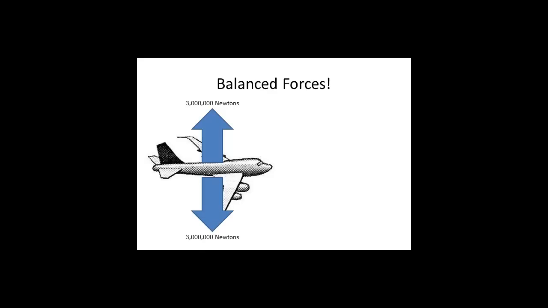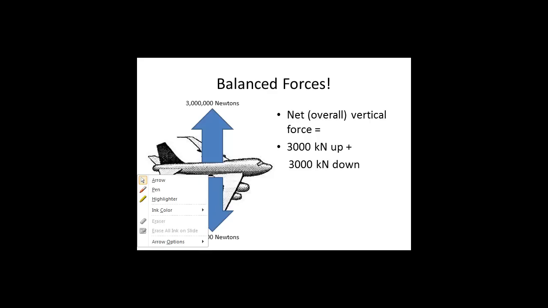We have 3 million newtons due to gravity down, 3 million newtons due to lift up. So we'll calculate the net vertical force on the aircraft. It is the sum of those two forces. Now you'll notice that rather than writing 3 million, I've used kilonewtons, where kilo equals 1,000. So a kilometer is 1,000 meters. A kilogram is 1,000 grams. A kilonewton is 1,000 newtons. So when I say 3,000 kilonewtons, I'm actually meaning 3,000 thousand newtons, and 3,000 thousand is 3 million.